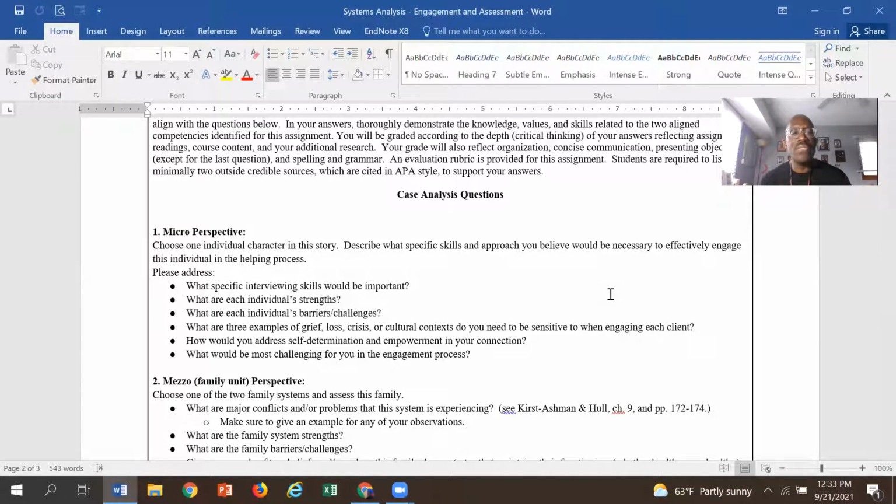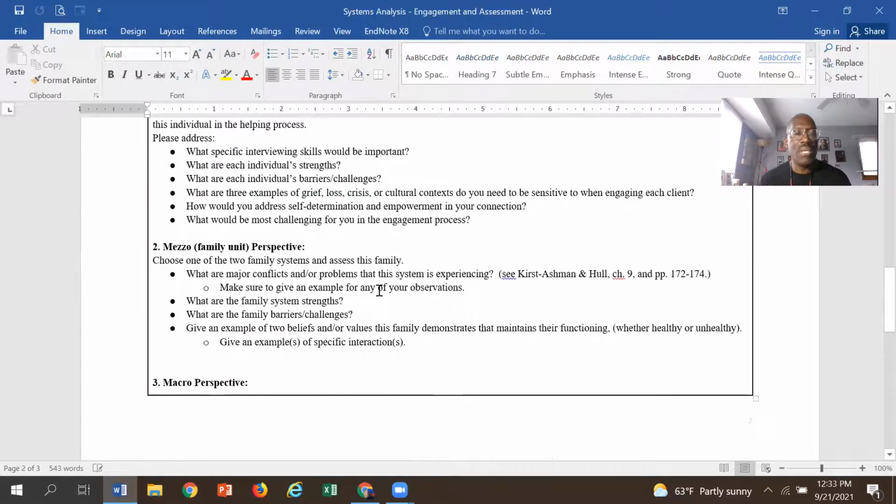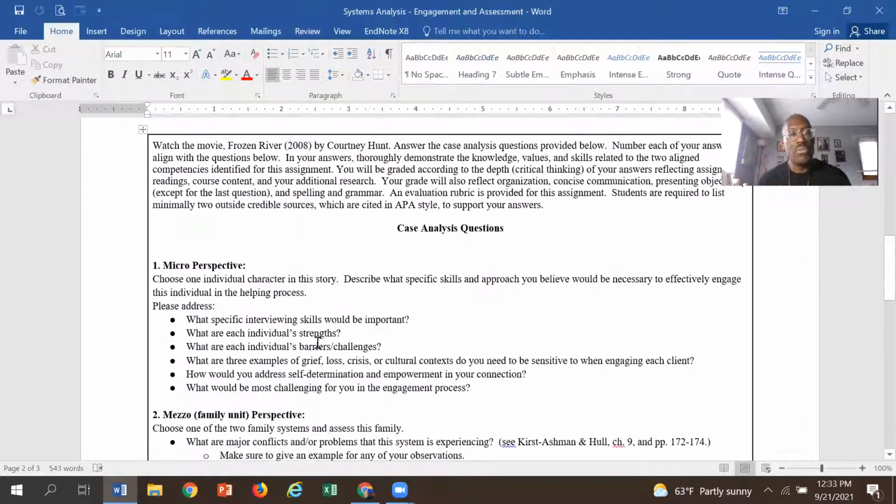So first thing you want to do is look at these particular questions. You want to answer these questions from the perspective of a systems analysis: we're looking at micro, meso, and macro. The questions are as follows. What specific interview skills would be important? Based on the lectures and what you read, what does it say about what you need to do in an interview?